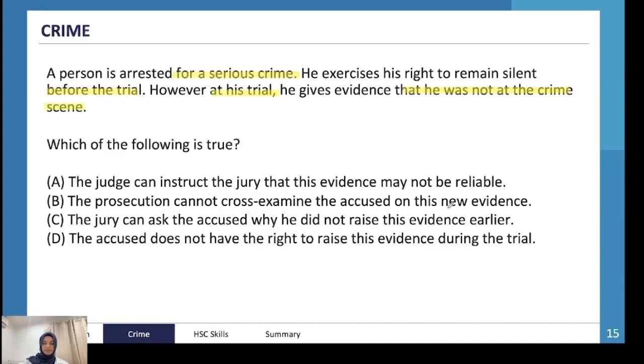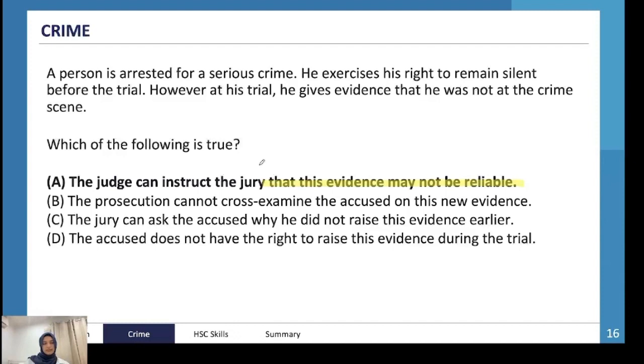All right, so the answer for this one's going to be A. The judge can instruct the jury that this evidence may not be reliable. Basically, because this person has been arrested for a serious crime, they've remained silent, but at the trial they give evidence that they were not at the crime scene. This may be obviously a little bit incorrect, misleading.